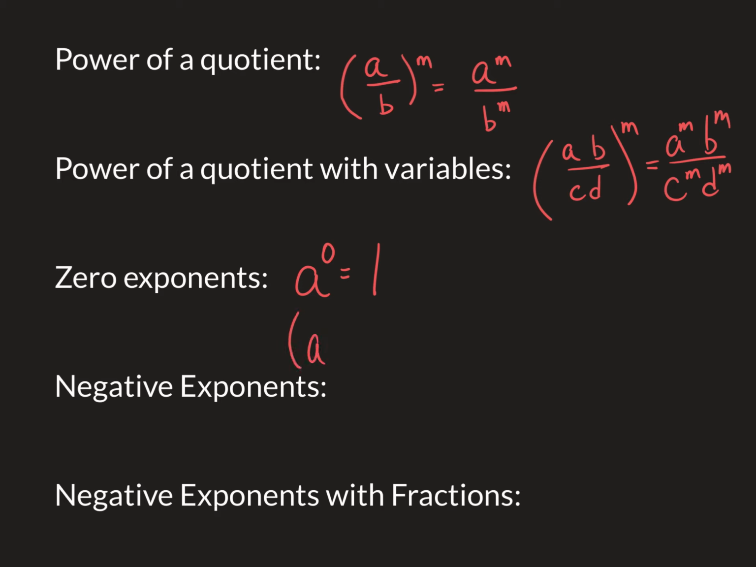I want to also point out, it wasn't part of the lessons in the textbook, but if you have a product of multiple things raised to the zero power, that is still 1.